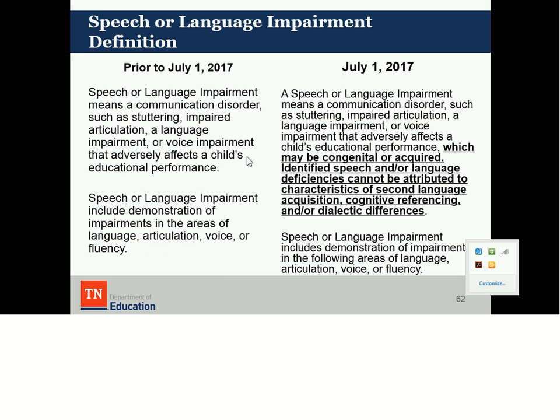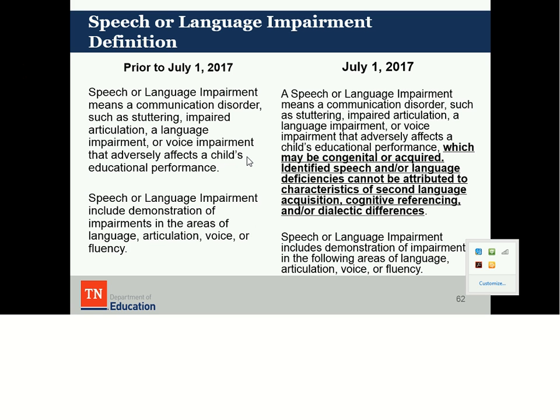For speech or language, there's quite a bit of language added to the definition, and we've had some questions about the actual disability name where it says speech or language impairment. It's actually the way it's listed in the IDEA and our state law and our state rules. So it's listed as speech or language impairment, and then depending on what the team has found as far as the actual disability deficit area, that's typically what identifies the deficit area.